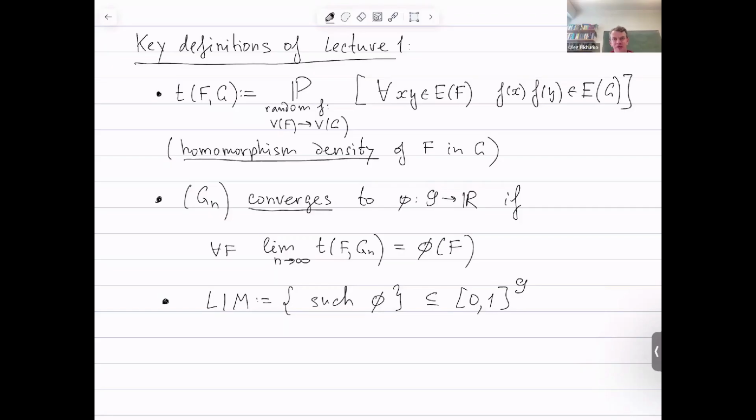So good afternoon, everybody. I will continue with dense graph limits. So I'll briefly recall definitions from last time.